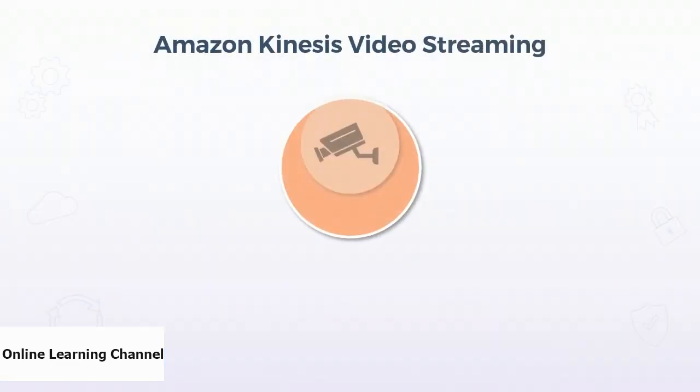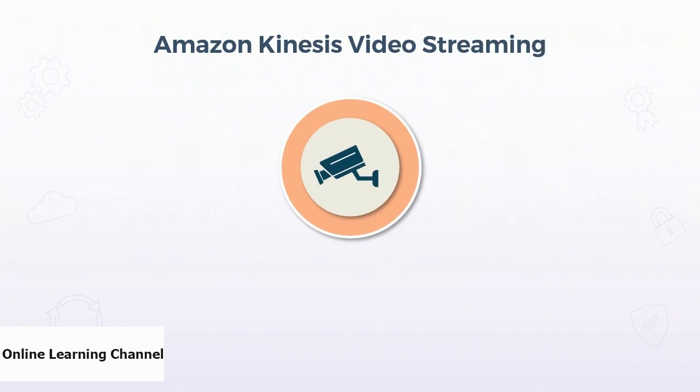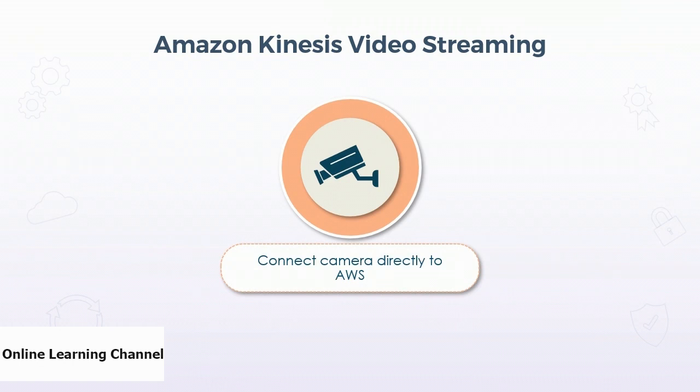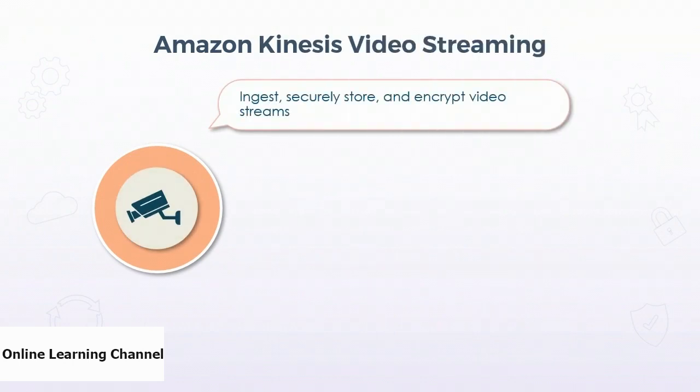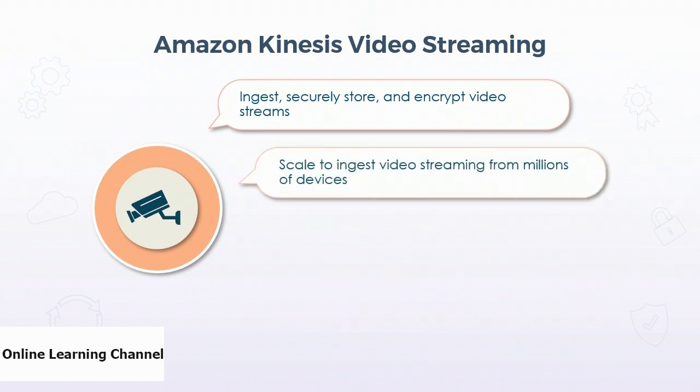In this video, we will learn how video streams work in Amazon Kinesis. Amazon Kinesis video streaming capability enables users to connect camera devices directly to AWS. It has the capability to ingest, securely store, and encrypt incoming video streams that can be used for real-time playback as well as for machine learning and analytical applications. Kinesis can be scaled to ingest video streaming data from millions of devices such as smartphones, security cameras, dash cams, as well as drones and satellites.